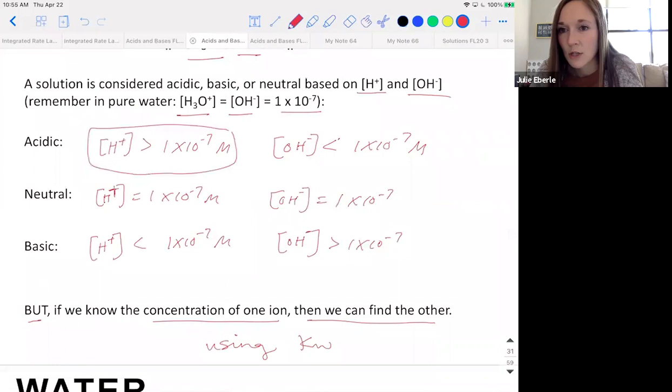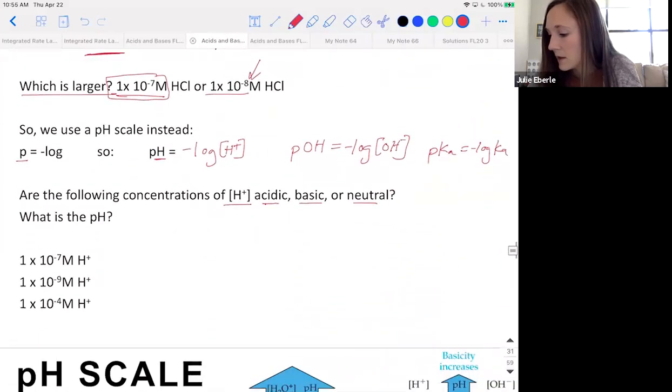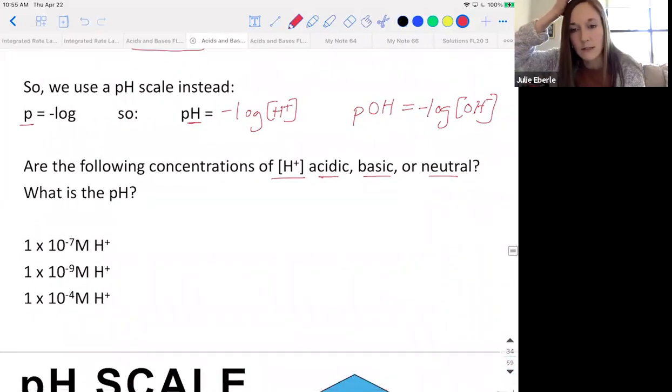We said if H plus concentration is greater than 1 times 10 to the minus 7, it's acidic. If it's equal to 1 times 10 to the minus 7, it's neutral. If it's less than 1 times 10 to the minus 7, it's basic. All right, remembering that from what we talked about Tuesday, let's go down here and look at this. So we have 1 times 10 to the minus 7. Is this acidic, basic, or neutral?